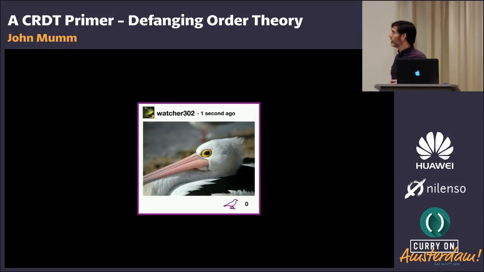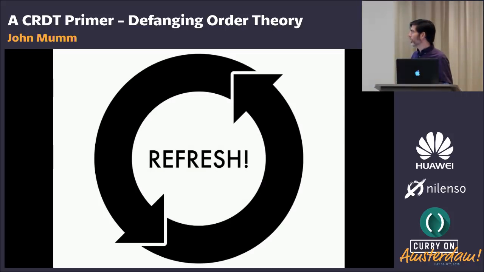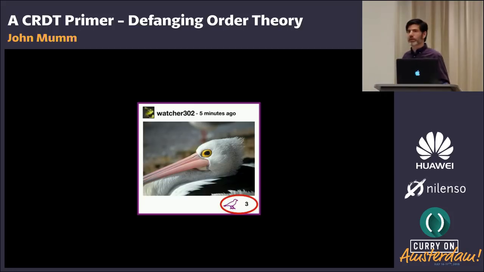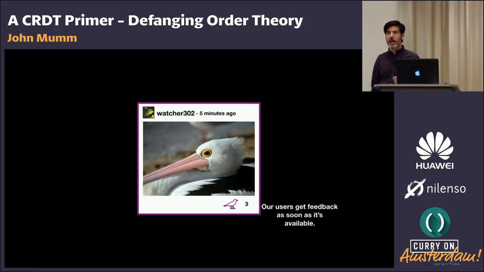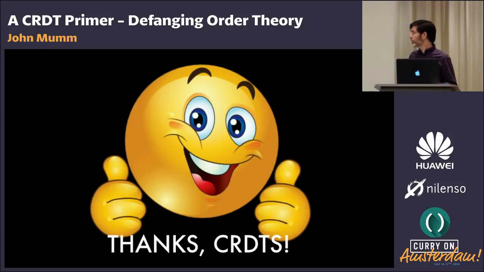But for birdwatch, we don't need that most up-to-date value. Right? So now imagine Watcher 302 comes back, excitedly hits refresh, and look at this. There have been 3 engagements so far in 5 minutes. Now, all the stats aren't in, so I don't know whether that's a good rate for birdwatch, but Watcher 302 is pretty happy because at least some people are paying attention. And Watcher 302 doesn't realize that actually the true count in the system is 4. But we'd rather serve our answer now, even if it's a little behind, because that keeps our users happy. It gives them a sense that people care, that they're giving them feedback of some kind. And this is all thanks to the magic of CRDTs.